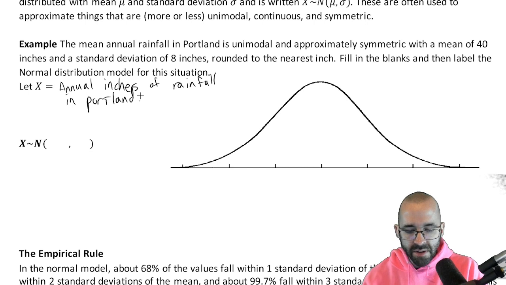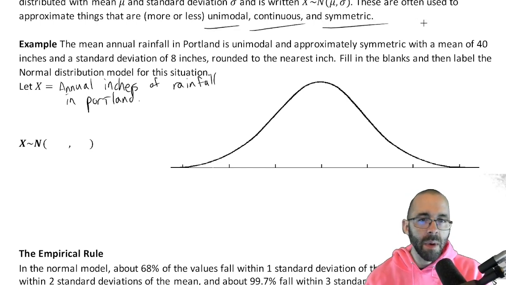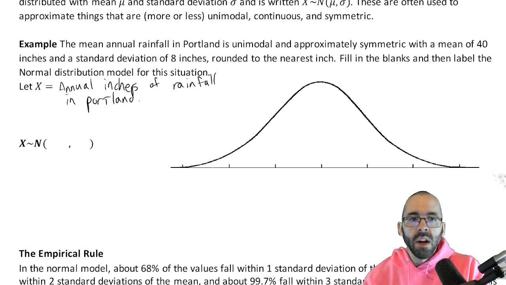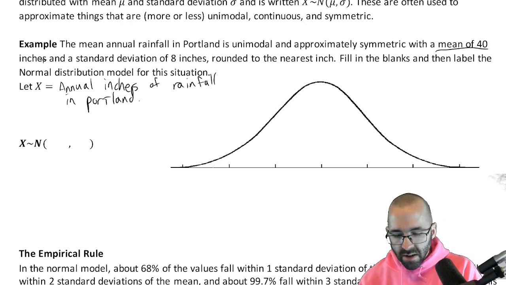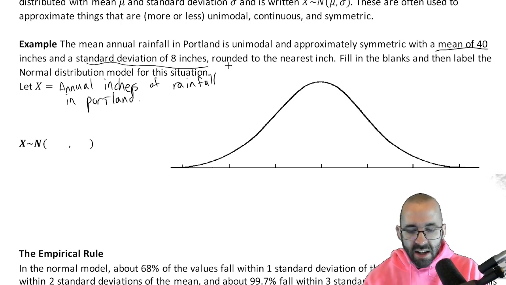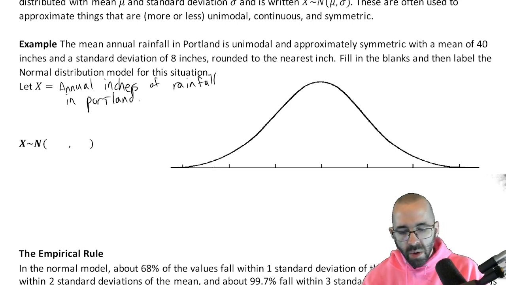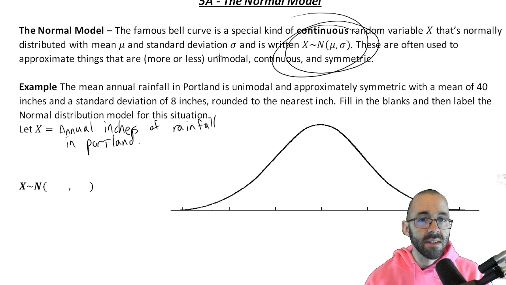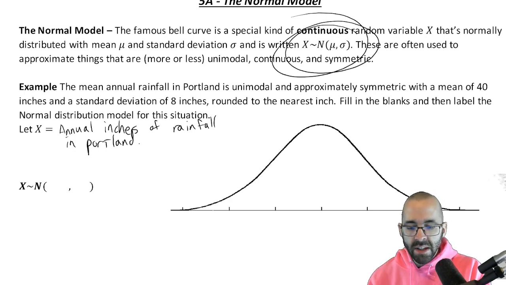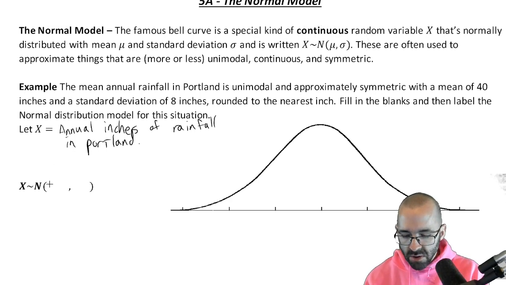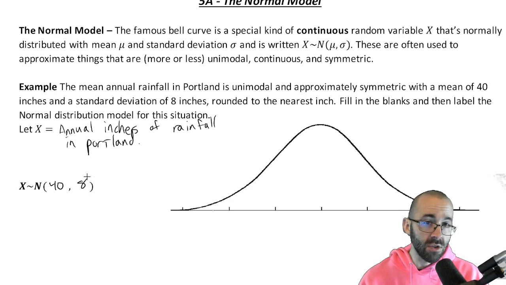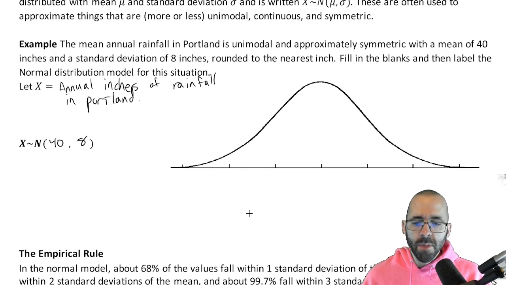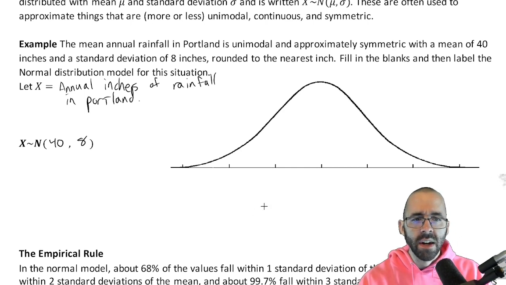So we know it's unimodal, continuous, and symmetric here. So a normal model makes sense. We know the mean is 40 inches and the standard deviation is 8 inches. So we're going to write it like this. X is normally distributed with a mean of 40 inches and a standard deviation of 8 inches.